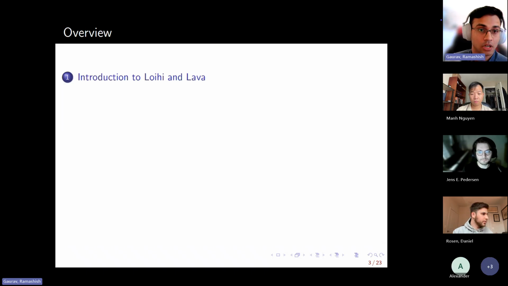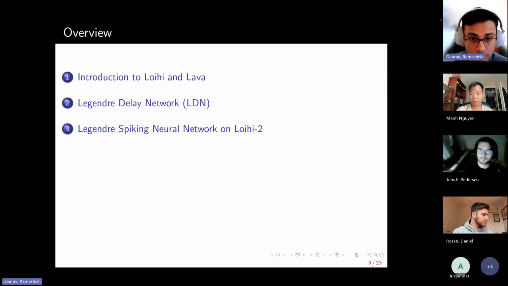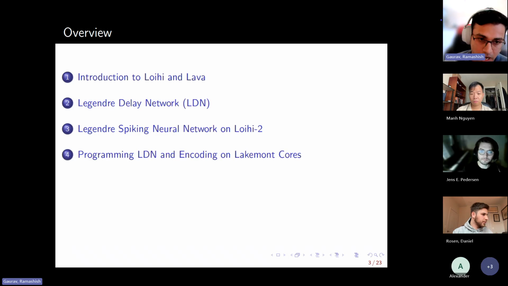Great. For the overview, I'll start with an introduction to Loihi and Lava. Then I'll talk about the Legendre Delay Network, and finally the Legendre spiking neural network on Loihi-2. Then I will dive into the programming details of the LDN, the Legendre Delay Network, and the encoding process on the Lakemont cores. This talk is quite technical in nature.